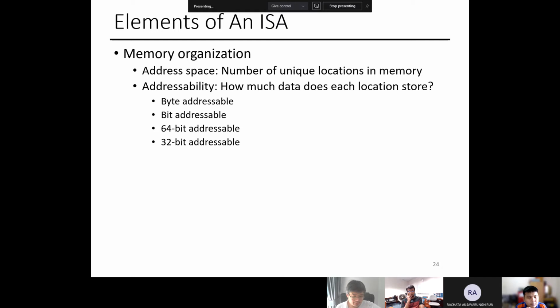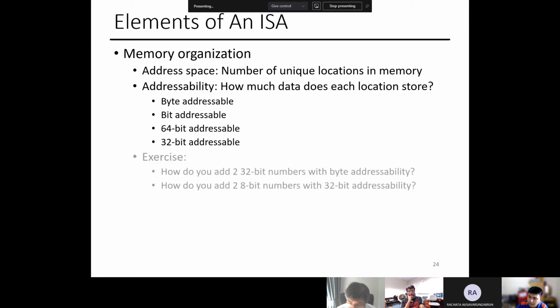It will also have addressability. How much does each location store? Is it per byte, per bit? Right? Can I go to each individual bit? 64 bit versus 32 bits, right? So these are the things that the ISA would tell you. Can I go to each individual byte? Which is convenient, right? But it means you have to build the hardware to read each byte rather than one block of 32 bits or 64 bits. So it's simplicity of the implementation versus you having to write a program to handle different things.